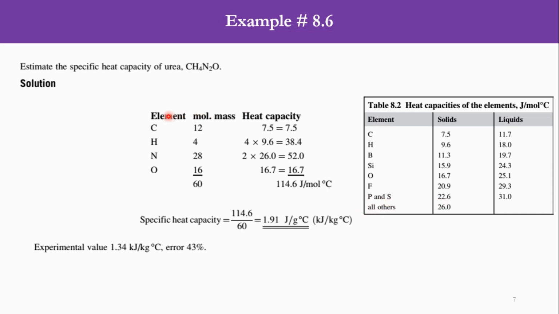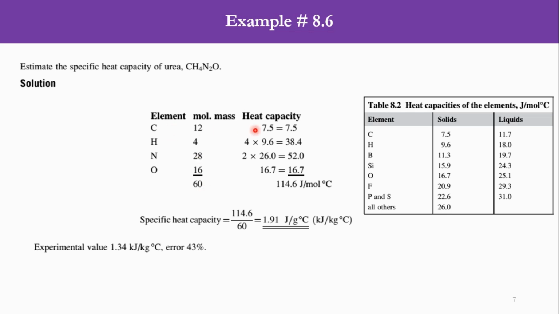How can we do it? First, we have to write down the elements: carbon, hydrogen, nitrogen, and oxygen, and their molecular masses. For carbon, it is 12. For hydrogen, it is 4. For single hydrogen, it is 1, but since it is multiplied by 4, it will be 4. For single nitrogen, obviously, it is 14, but since there are two nitrogen atoms involved in it, it will be multiplied by 2, and accordingly, we get 28. For oxygen, it is 16. The sum of all these will give us a total molecular mass of 60.